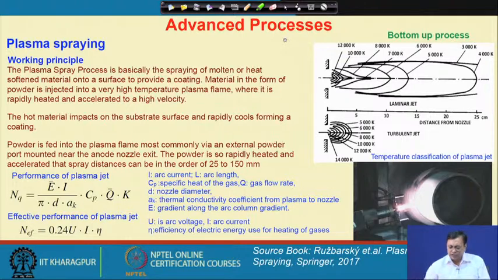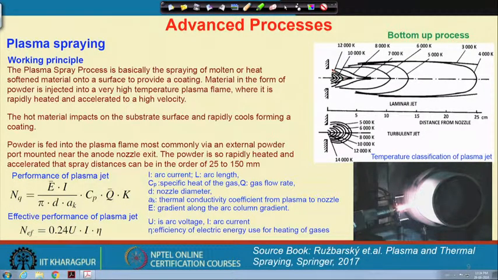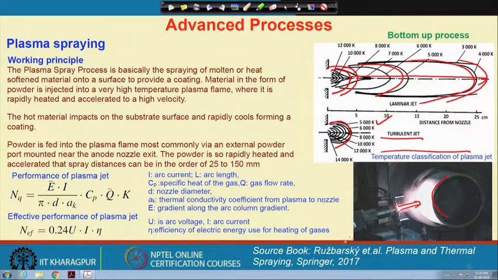If you have a look at the temperature scale, you can realize how much temperature we can reach here, something like 5000 K to 6000 K with a turbulent jet. This is a temperature classification of the plasma jet, and the temperature falls as you move away from the plasma. Here I show you on a turbine engine how this plasma is sprayed on a material.